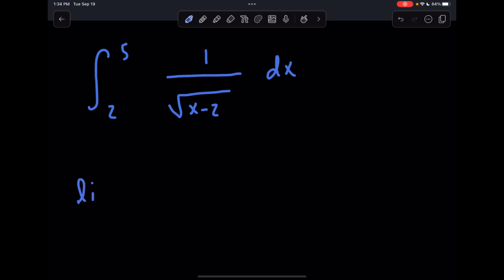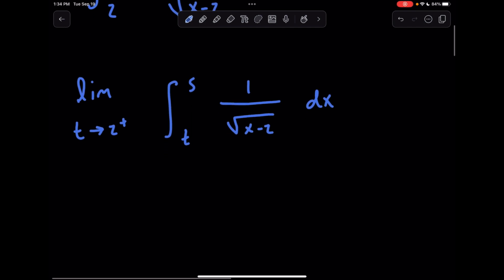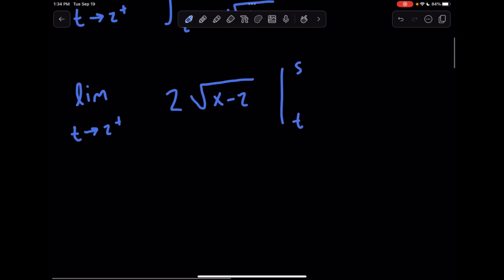So let's rewrite this as the limit as t approaches 2 from the right, integral of t to 5 of 1 over the square root of x minus 2 dx. Now let's take this integral. So we are left with a limit, and the integral is 2 square root of x minus 2 from t to 5. Plugging in 5 and t, we get that this is the limit as t approaches 2.